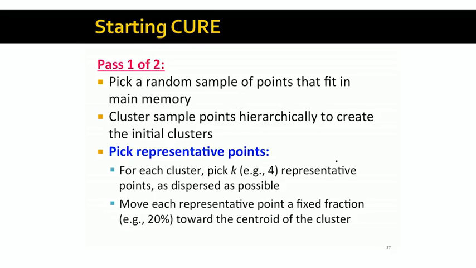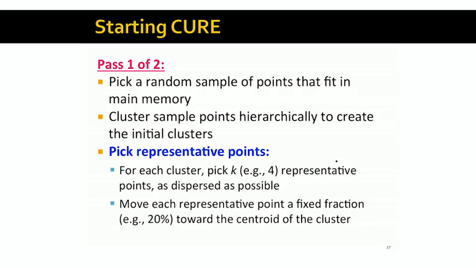Once we pick these representative points, we're going to create synthetic points. These synthetic points are obtained by moving each representative point a certain distance towards the centroid of the cluster. So we have the cluster, we know its centroid, and we have these k representative points. Now we're going to take each representative point and create a synthetic point that is obtained by moving the representative point a fixed fraction, maybe 20%, towards the centroid of the cluster. And the 20% here is a parameter to the algorithm.